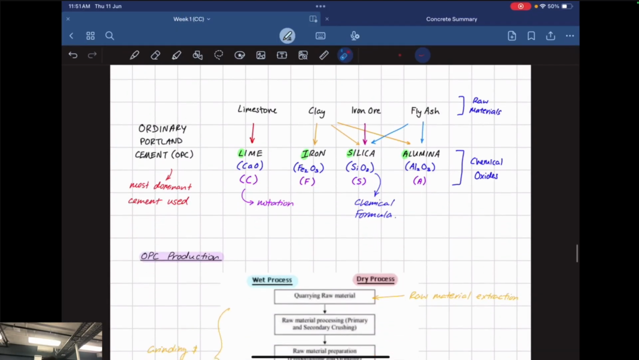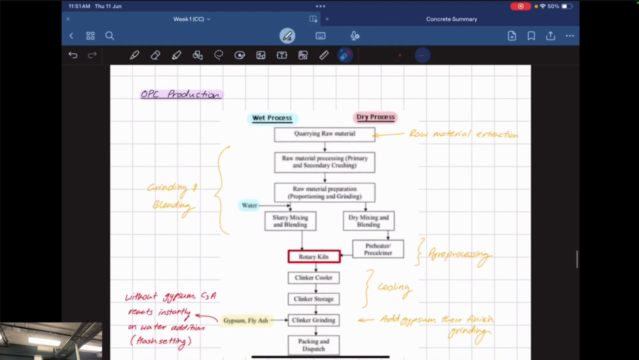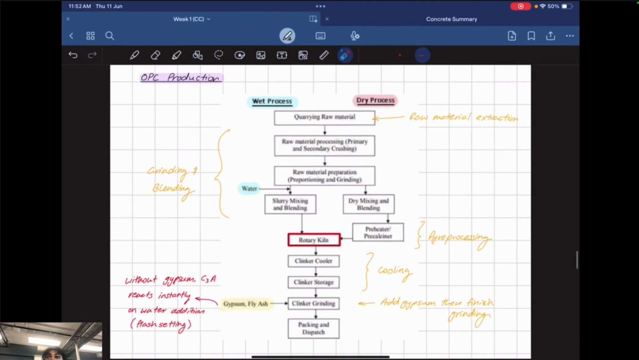And the way it's produced, this is something I've taken from Henry's notes, is the production process. It begins with raw material extraction, quarrying the raw material, going through the whole process of extracting everything out. Then, in a general sense, what happens next is grinding and blending. You grind all of the raw material down and blend it with something.